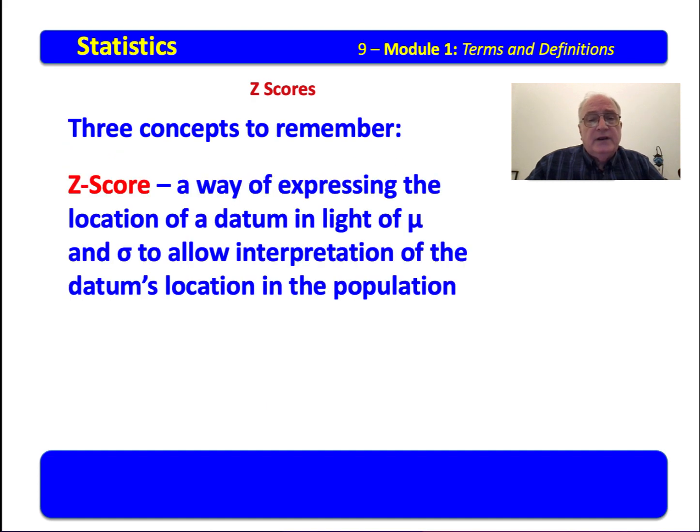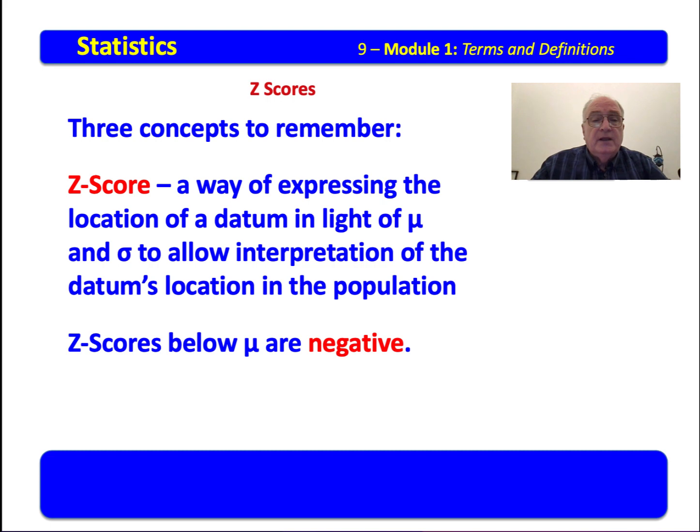There are three concepts to remember. Z-score: a way of expressing the location of a datum in light of the mean and the standard deviation, to allow interpretation of the datum's location in the population. What a z-score really is: the number of standard deviations that a datum lies above or below the mean. If it's above the mean, it's positive. If it's below the mean, it's negative. That's really pretty easy to comprehend.